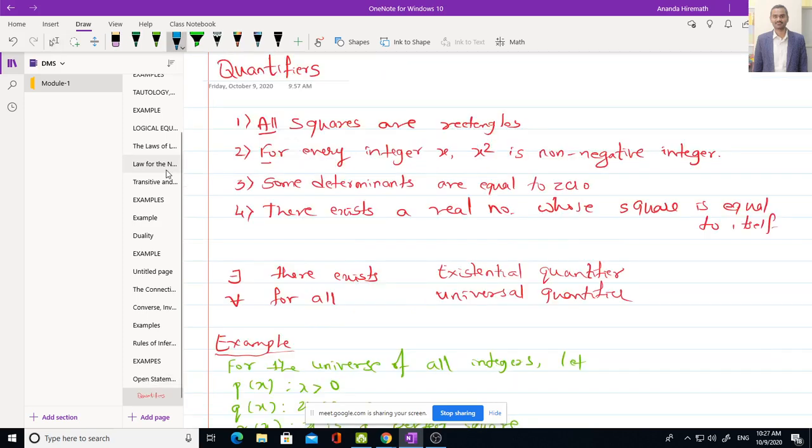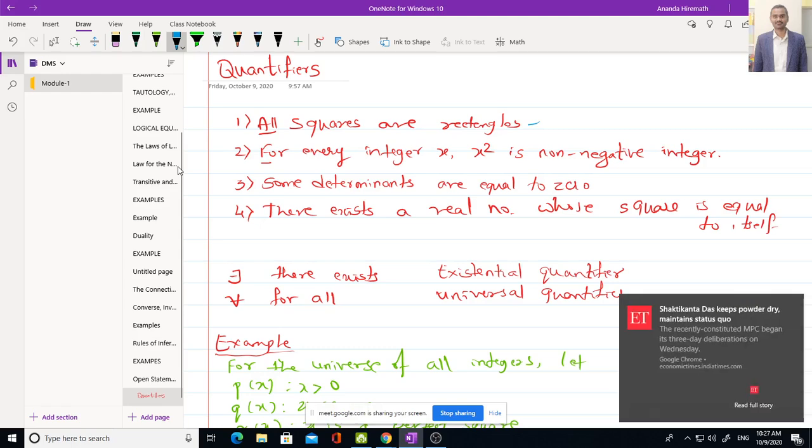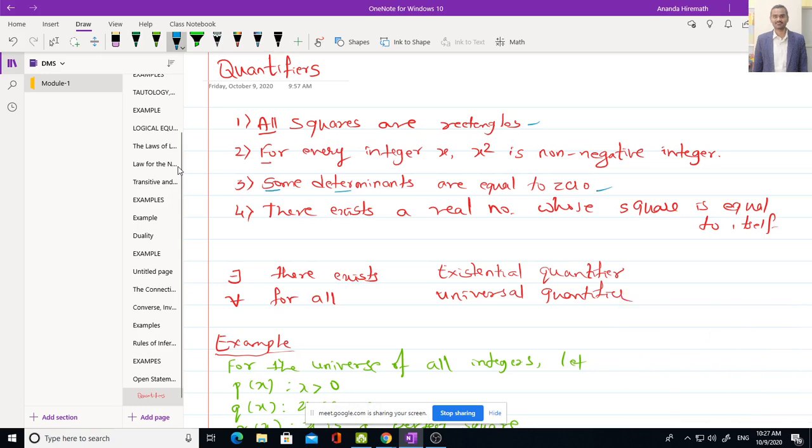Now we'll discuss about quantifiers. Now let us consider these statements. All squares are rectangle. For every integer x, x square is non-negative integer. Third one, some determinants are equal to 0. Fourth one, there exists a real number whose square is equal to itself. These are the 4 statements.